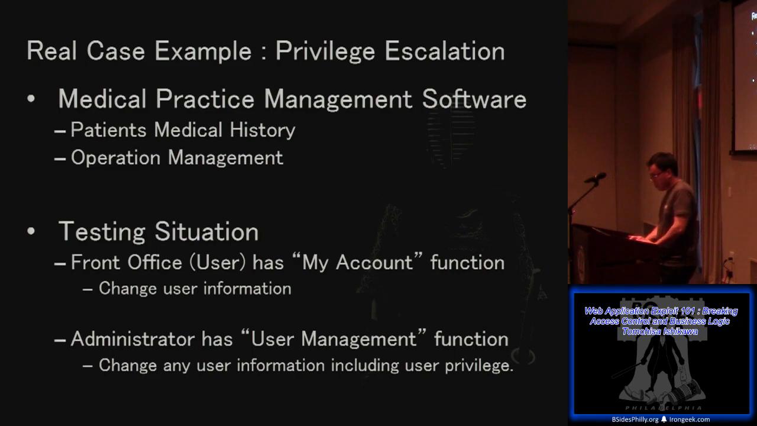Here is a situation where there is medical practice management software. This software manages patient medical history and operation management. There are two accounts here. One of them is called front office, which is a kind of receptionist privilege. He or she can make reservations for patients, or do some accounting for the patients. This privilege has a My Account function. Basically, they can change user information, such as name or phone number. On the contrary, the other privilege is the administrator. They have the user management function. The administrator can change any user information, including the user privilege.